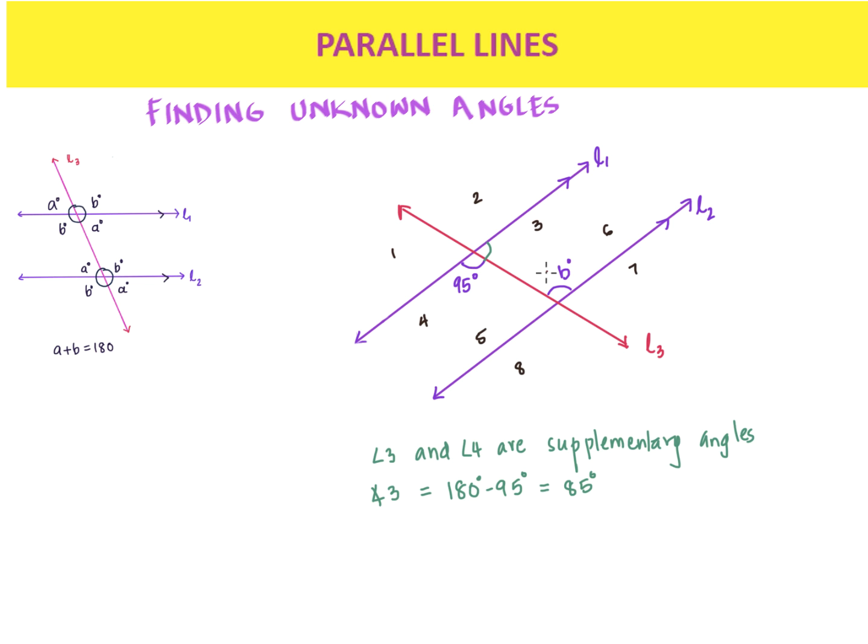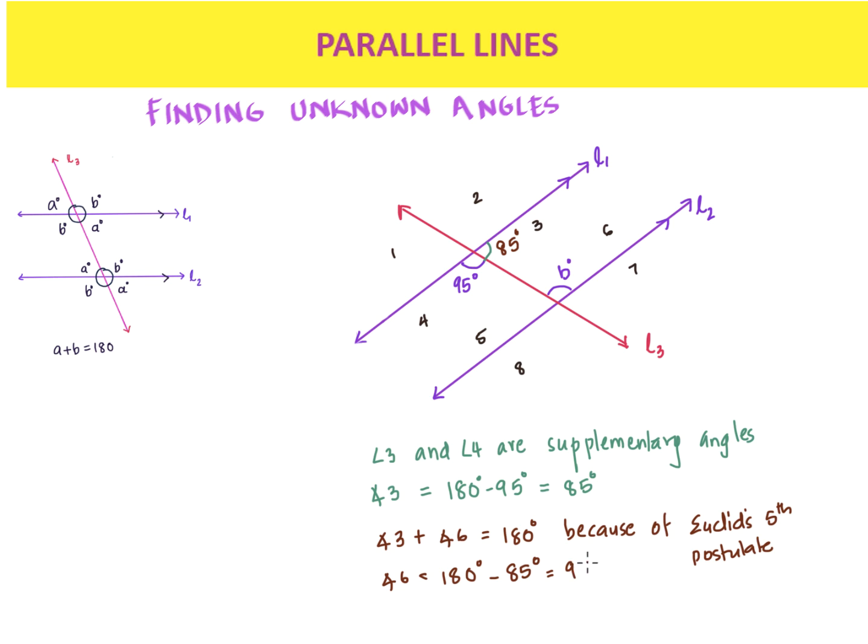So now let's look at the relationship between angle 3 and angle 6. Again, because of Euclid's fifth postulate, we know that angle 3 and angle 6 need to add up to 180 degrees. So measure angle 3 plus measure angle 6 equals 180 degrees because of Euclid's fifth postulate. We have to find out a shorter way to write this. So if we know that angle 3 is 85 degrees, let's just write that down here. Angle 3 is 85 degrees, so measure angle 6 must be 180 degrees minus 85 degrees, so it is 95 degrees. So B is equal to 95.